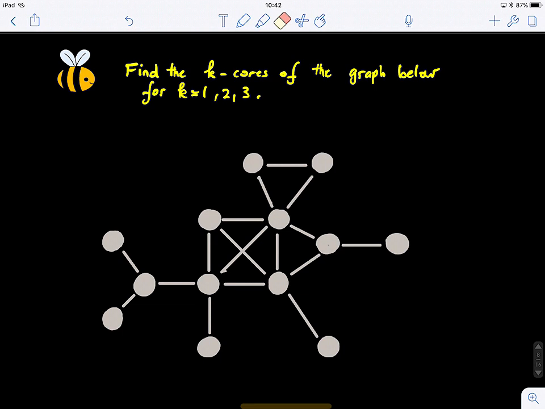So in the 1-core, you are allowed to keep the nodes with degree 1. You can spot them, but you're allowed to keep them, right? It means you're keeping the nodes with a degree greater than or equal to 1. Now things start happening when you have k equals 2.